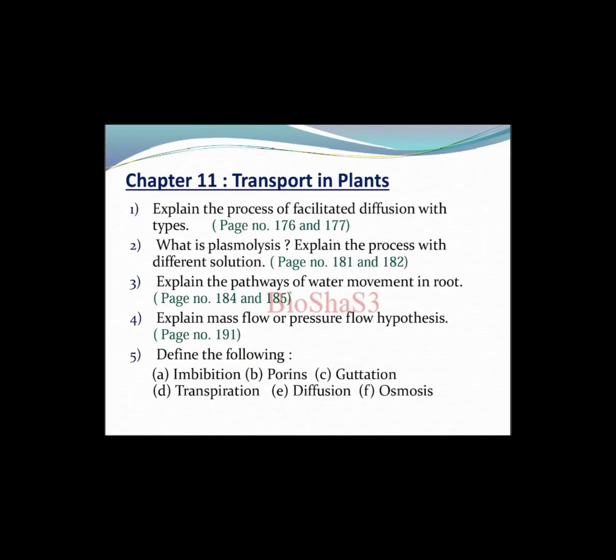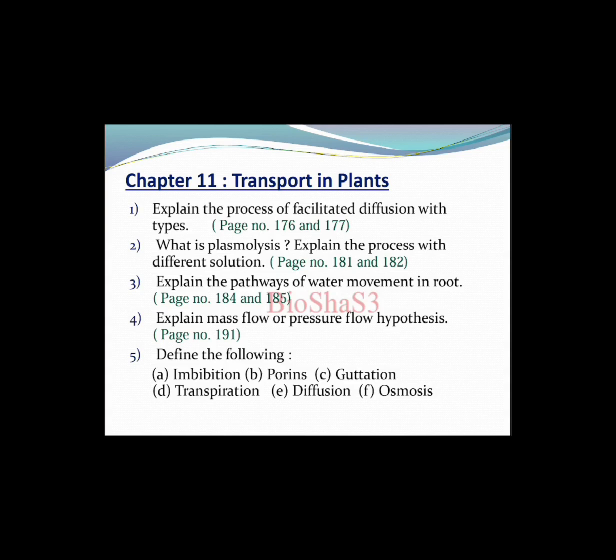Next, from chapter number 11, transport in plants. This is one of the very important chapters as well as a very easy chapter where you can fetch marks. So in this important 5-mark question: explain the process of facilitated diffusion with the types. How the facilitated diffusion will occur across the membrane, you have to explain the different types. You can refer to the answer from page number 176 and 177.